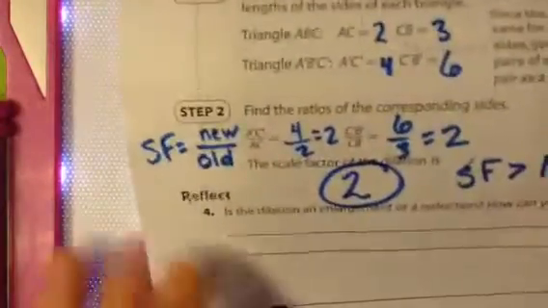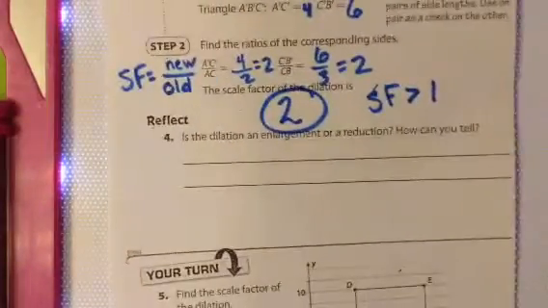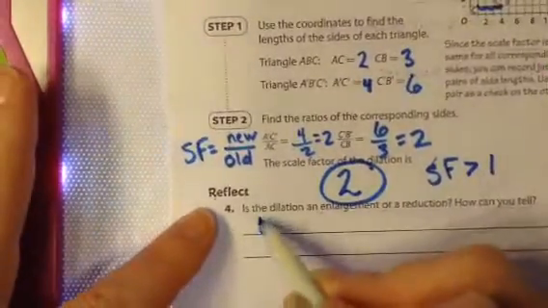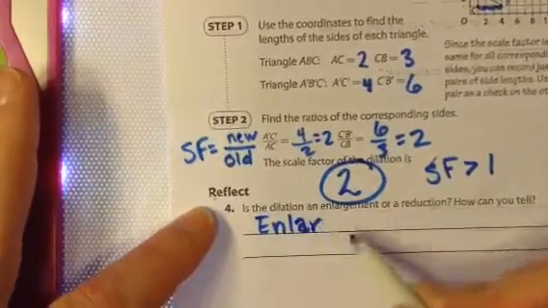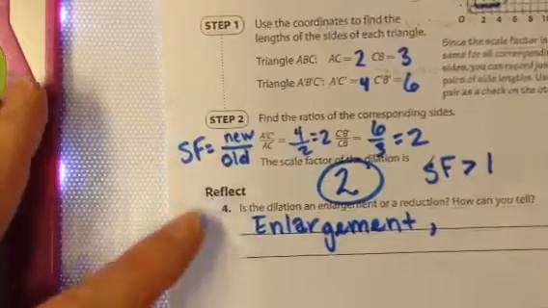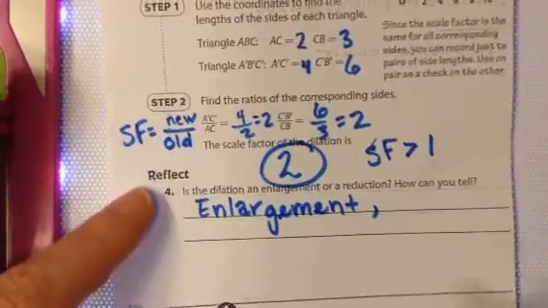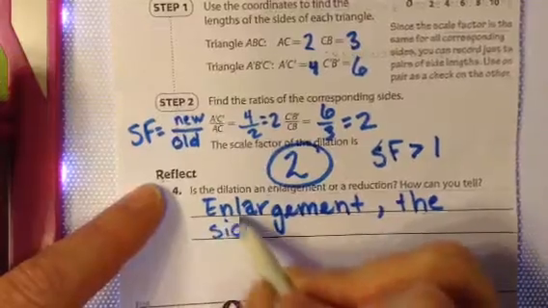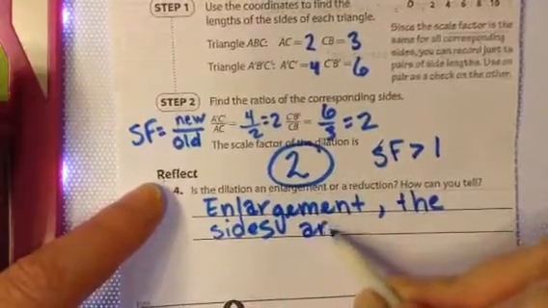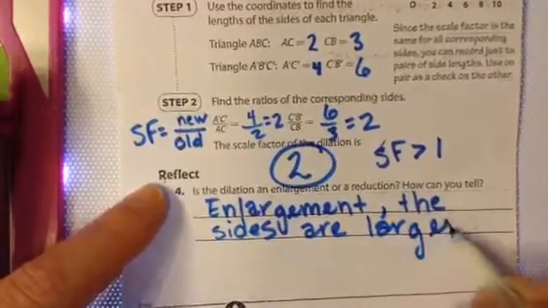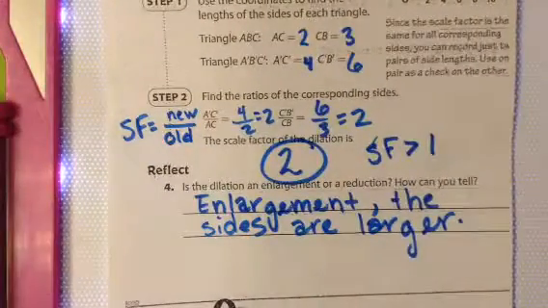Oh my gosh. Okay, number 4. Is the dilation an enlargement or a reduction? How can you tell? Okay, enlargement. Let's see. The sides are larger. I was going to be fancy, but that's good enough.